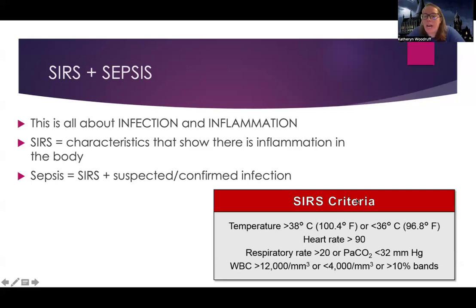But anyway, really high temp, really low temp. It's also based on heart rate. And keep this in mind, because most people think SIRS criteria involves blood pressure. It does not. There's nothing about blood pressure here. It's all about your heart rate, and your heart rate's usually going to be high.